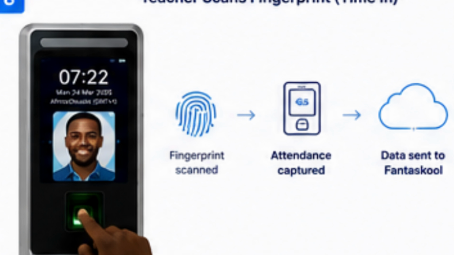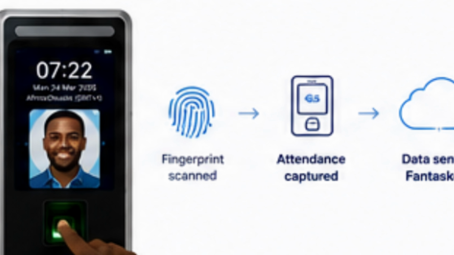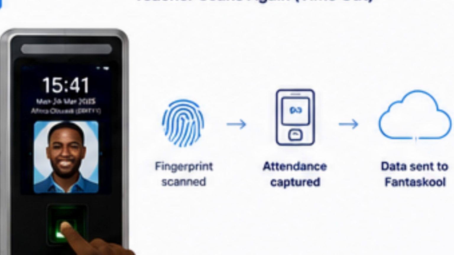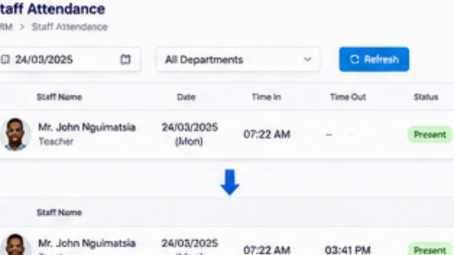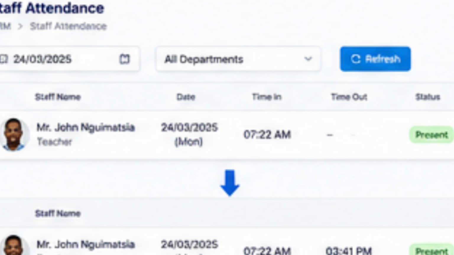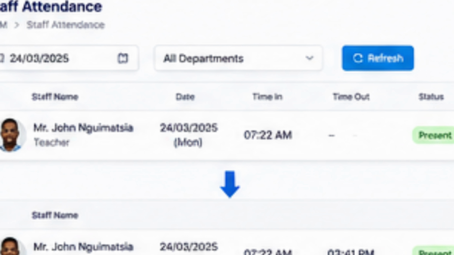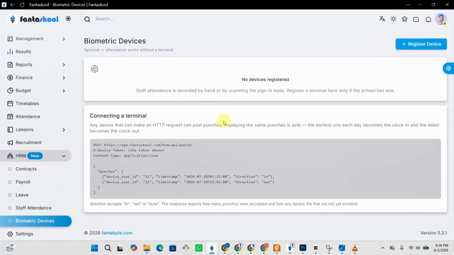The device instantly captures their identity and arrival time, and the information is automatically transmitted to Fantaskool. At the end of the day, the teacher scans again to record their departure time. Fantaskool then automatically logs time in, time out, and attendance status. All attendance data synchronizes seamlessly with the system, eliminating the need for administrators to manually input each staff member's attendance record. This automation not only saves valuable time, but also minimizes errors commonly associated with manual data entry.